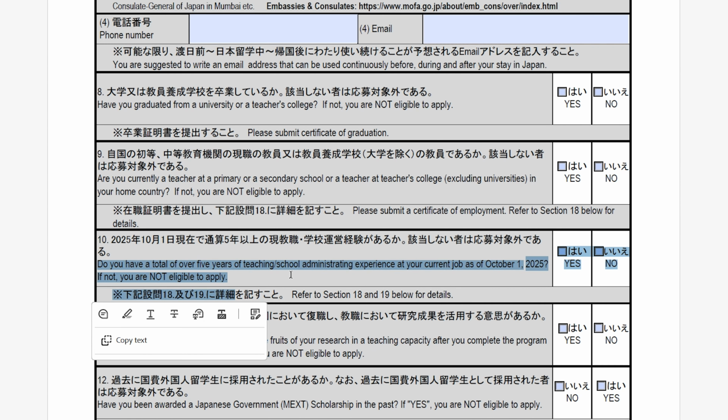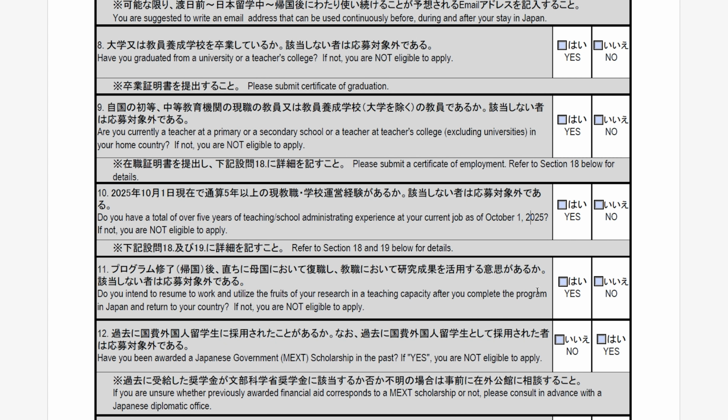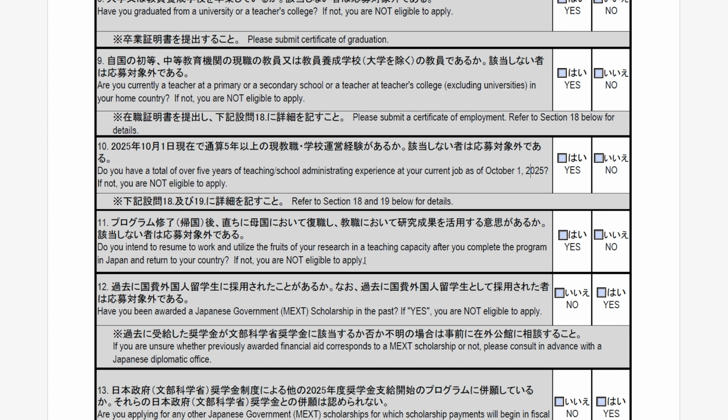Do you have a total of over 5 years of teaching or school administrating experience at your current job as of October 1st, 2025? At this point, they want someone with 5 years or more of teaching. If you have taught less than that, please don't even try, don't even attempt. They won't consider you. It's their rule, it's been there. Okay, all right, so we have talked about it.